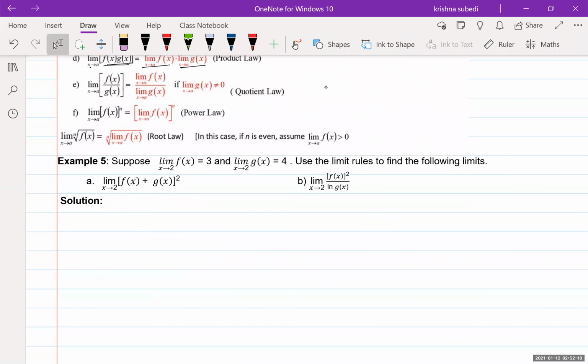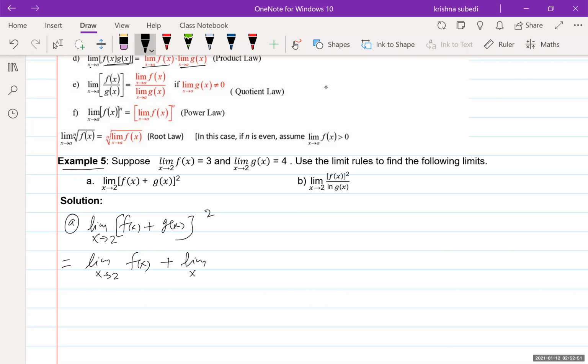Now, using those limit laws, let's try example 5. Suppose limit x tends to 2 of f of x equals 3 and limit x tends to 2 of g of x equals 4. Use the limit rules to find the following limits. Let's say part A: limit x tends to 2 of f of x plus g of x, squared. According to the limit law, we can write limit x tends to 2 of f of x plus limit x tends to 2 of g of x, squared. We can write it that way.